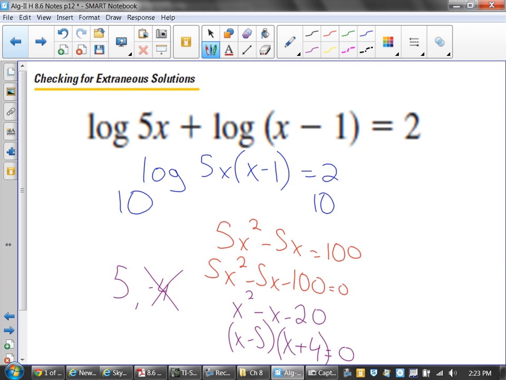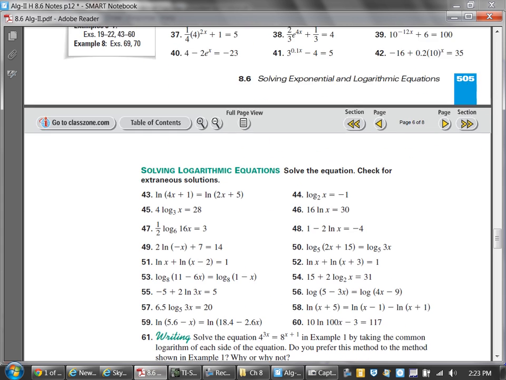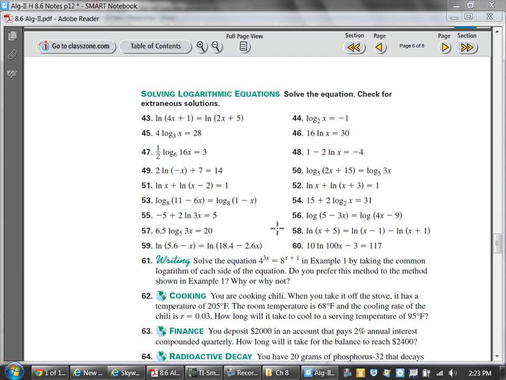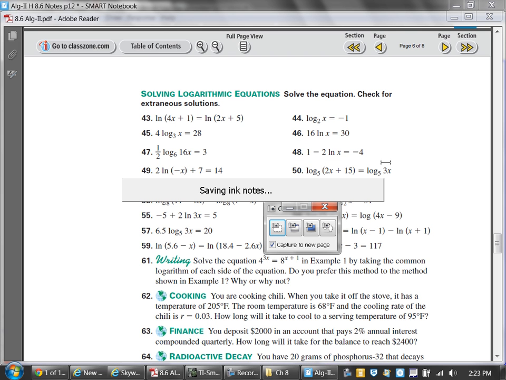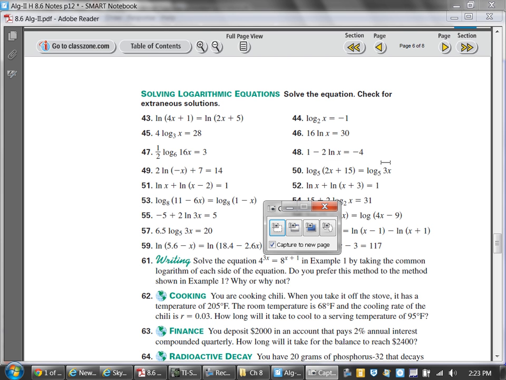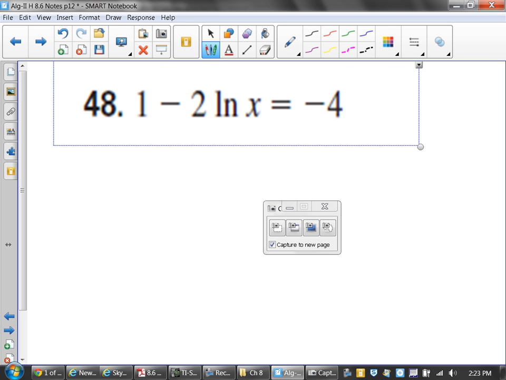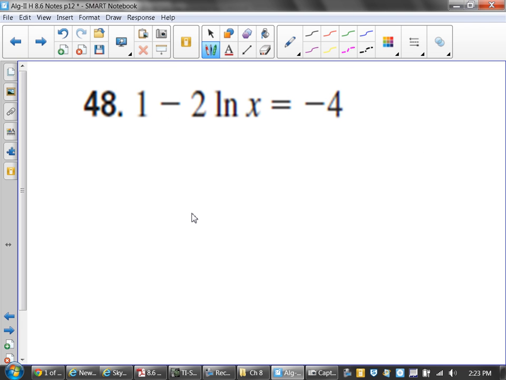Does anything change when we have natural log? No, it is the same. How do you undo natural log? For example, if you throw a natural log on each side, they just cancel out.